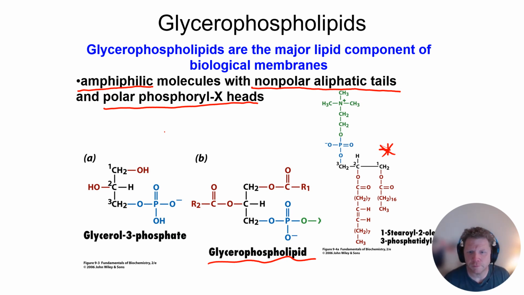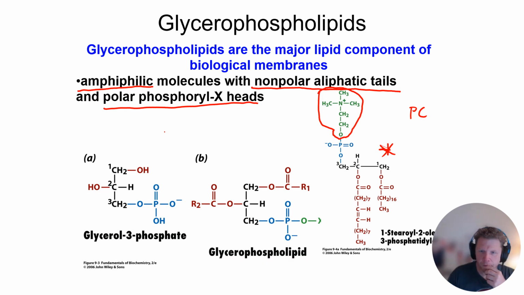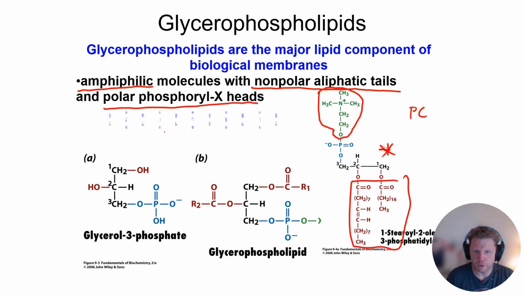This is an example of a glycerophospholipid. This right here is a molecule known as choline. This is a molecule of phosphatidylcholine, sometimes represented as PC. This is an important part of biological membranes. Now, this head group here has a positive charge. It is polar, whereas these hydrocarbon chains right here are nonpolar.